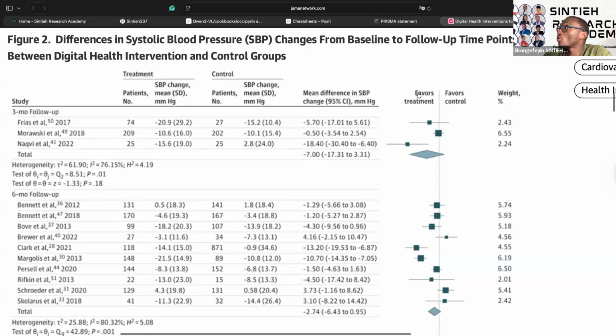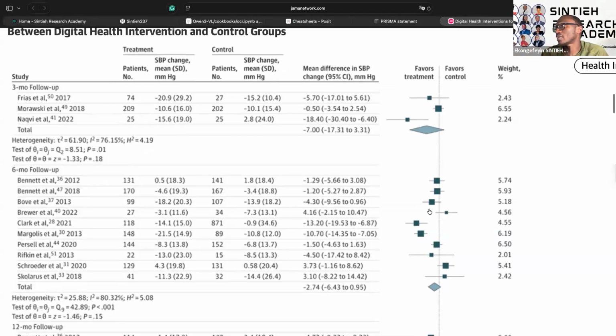And then when we combine all of the studies, it gives us a diamond. In the very first slide, when we were talking about systematic review and meta-analysis, you saw the diamond there. The diamond normally should not cross the line if it has to be significant. But this diamond has crossed the line. So combining these three studies, pooling these three studies together, at 3 months, digital health interventions did not statistically significantly favor the reduction of blood pressure.